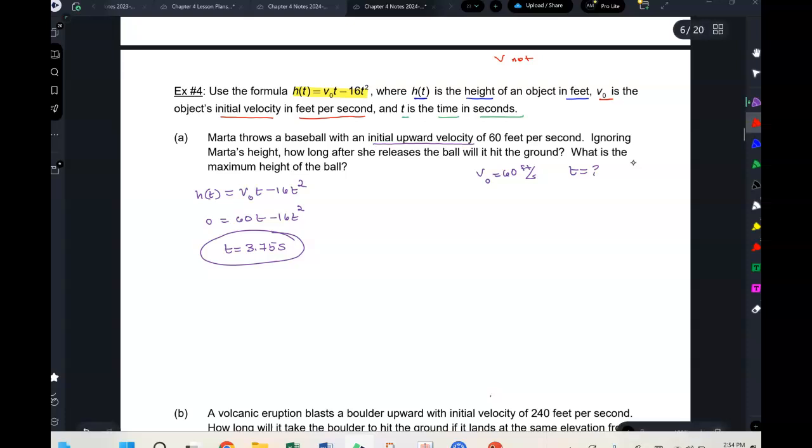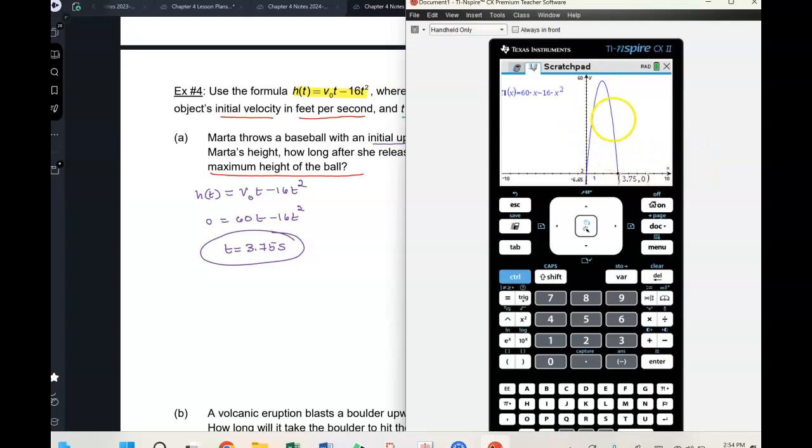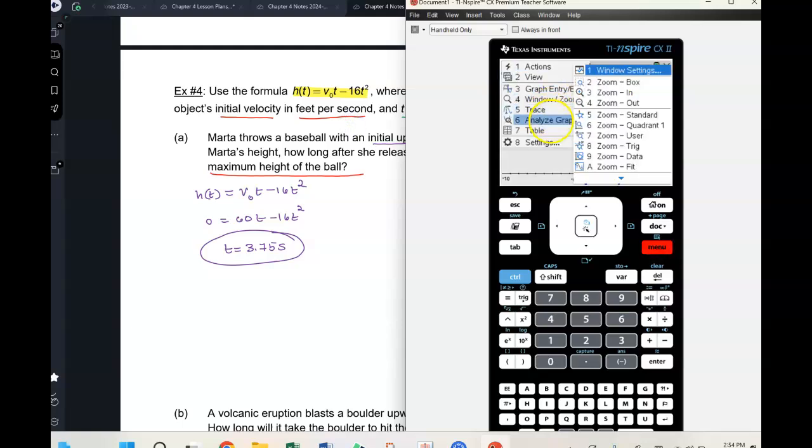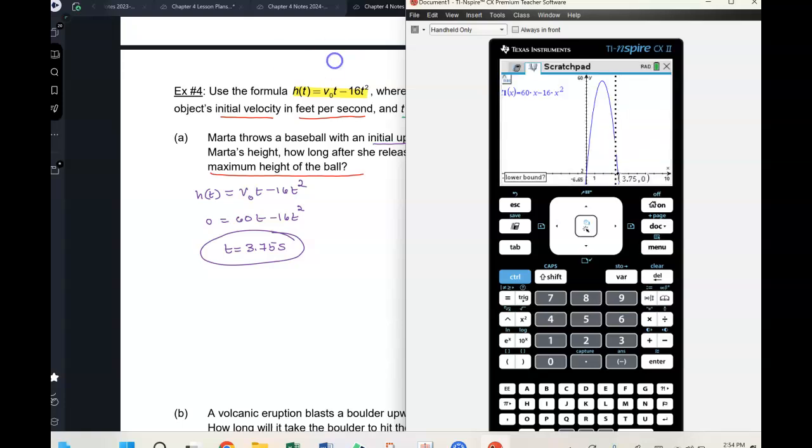Look at the next question. What is the maximum height of the ball? So now when I have this, my x-axis, my horizontal axis is the time, and this is h of t, the vertical axis is the height, right? So this maximum here, that's the maximum of the ball, right? So when I find that maximum here, I get 1.88 comma 56.3.